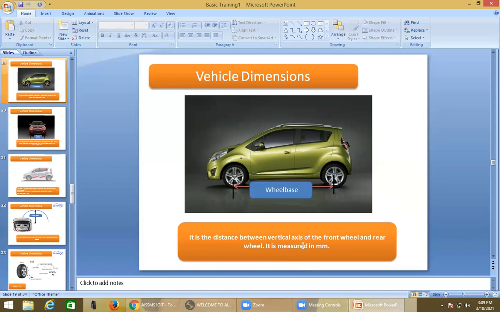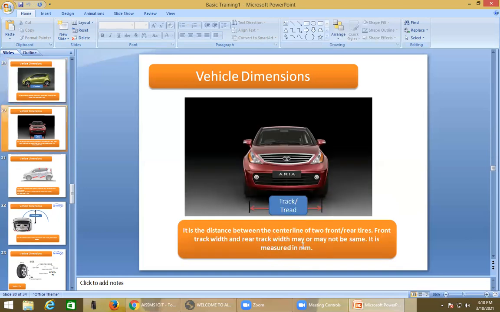What is wheel base? The next dimension is the wheel base. It is the distance between the vertical axis of the front wheel and the rear wheel. It is measured in terms of millimeters. Look at the picture. The central distance between the two wheels, the axis passing through the front as well as the rear axis. So consider this vertical axis, and the distance between these two vertical axes passing through the center point of the wheel. That distance is called the wheel base. Again, it is measured in terms of millimeter.